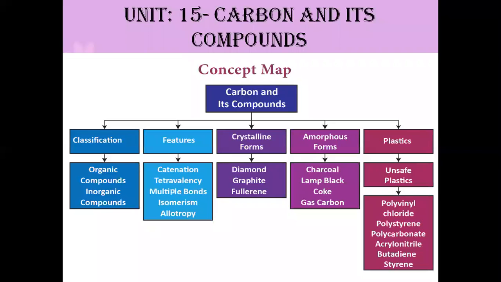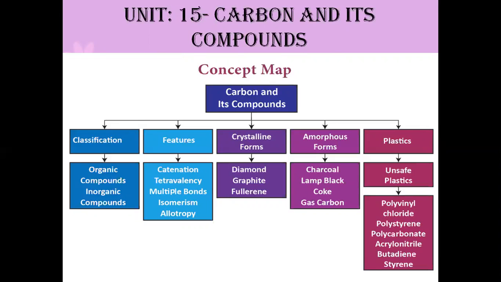What are the features of the organic compounds? Next are catenation, tetravalency, multiple bonds, isomerism, and allotropy. Then crystalline forms: diamond, graphite, fullerene; and amorphous forms: charcoal, lamp black, coke, gas carbon.